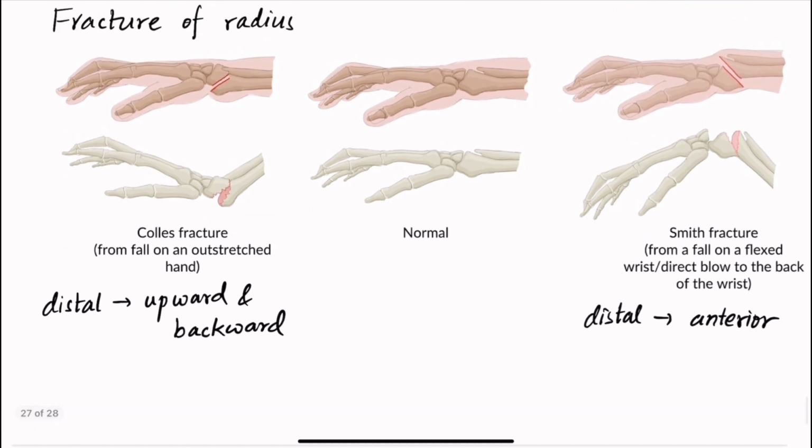So there's your Colles fracture and Smith fracture. Colles fracture takes place due to a fall on an outstretched hand. Smith fracture takes place due to a fall on a flexed wrist. During Colles fracture, the distal part of the fracture moves upward and backward. During Smith fracture, the distal part of the fracture moves anteriorly.